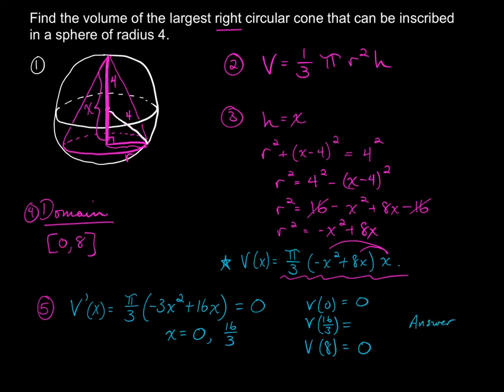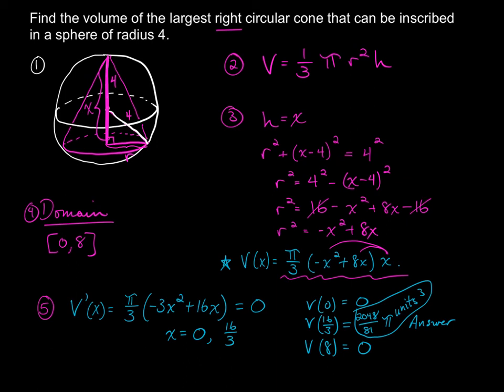And that means you have to substitute 16 over 3 into all of these x's here, and then multiply by pi over 3 to get the final answer of 2048 divided by 81 times pi units cubed. That is a very horrific looking answer, but it is an answer nonetheless.